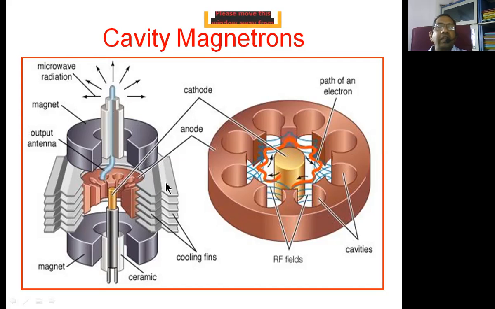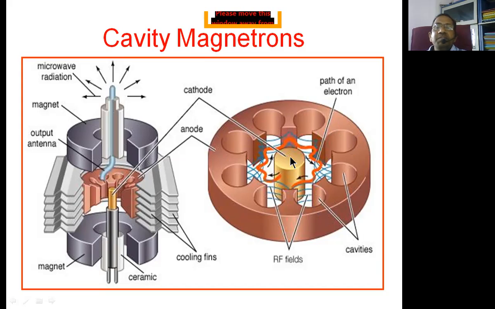And we have two magnets placed here, north pole and south pole. Due to these north and south poles, the magnetic field is supplied perpendicular to the electric field. So in the absence of the magnetic field, electric lines are traveling simply in a straight line path, as we have seen in the previous slide. Now only the anode structure has been shown here.